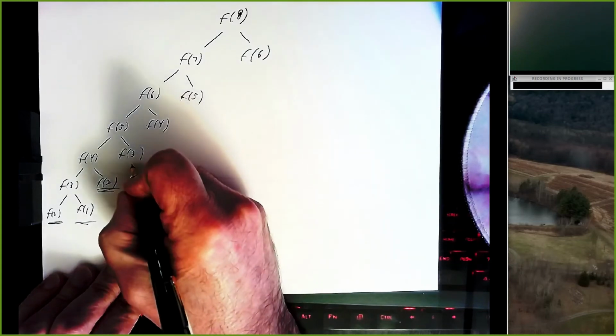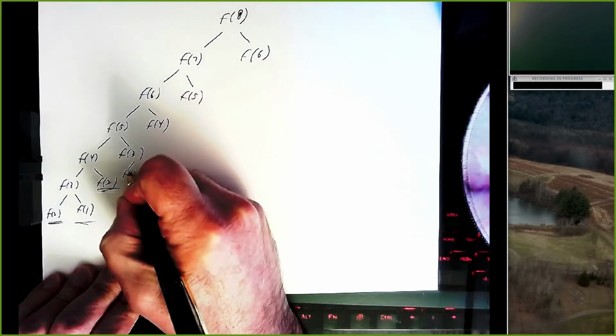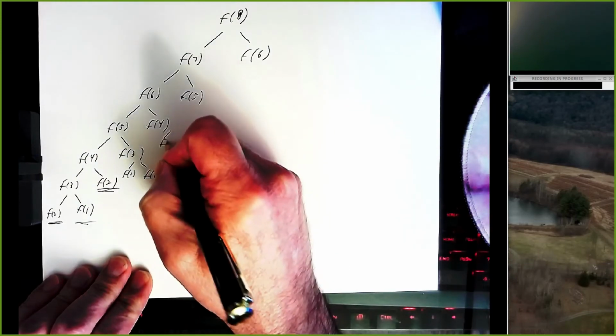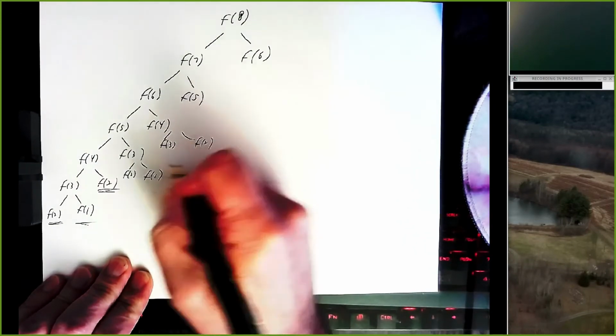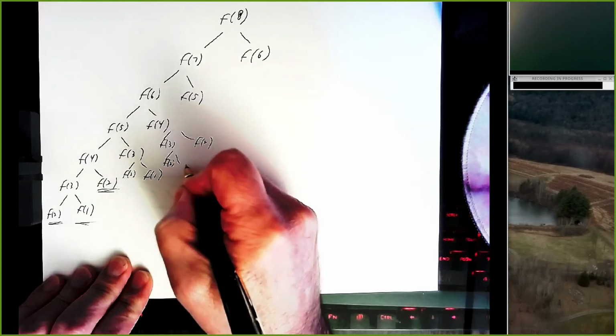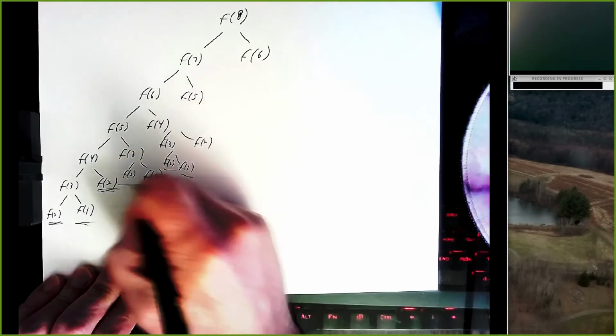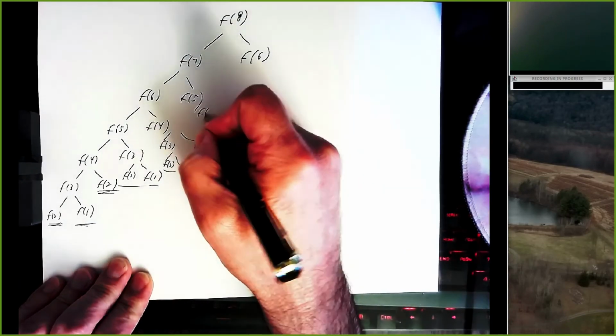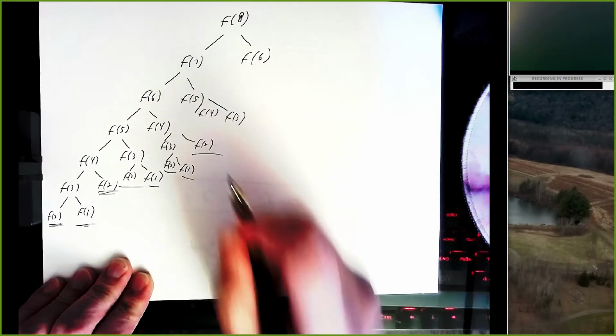But this f of 3 up here, we have to do f of 2 and f of 1. And this f of 4, we have to do f of 3 and f of 2. And this f of 3, we have to do f of 2 and f of 1. And these are base cases, so there's no recursion. And this f of 5, we have to do f of 4 and f of 3, and so on.